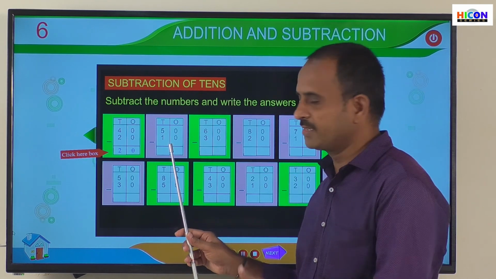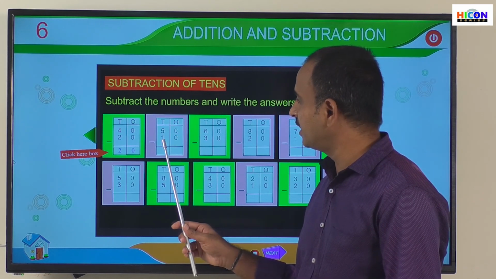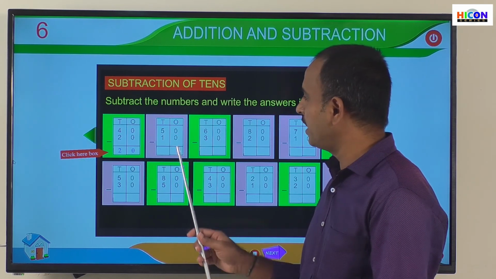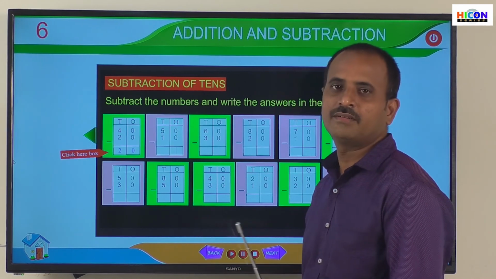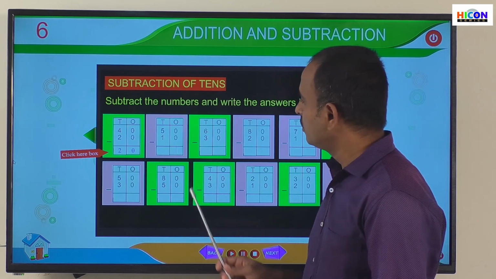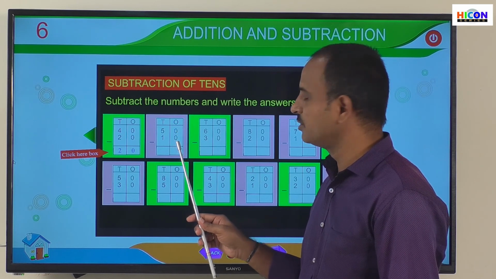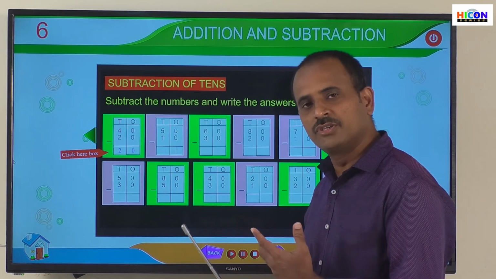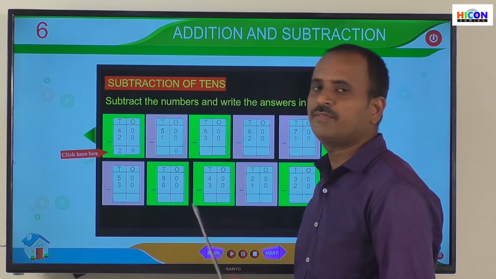Here also 2 tens are given. What is the first 10? 50. And what is the next 10? 10. Now we have to subtract 10 from 50. That is 50 minus 10. So let us start subtraction from the ones place. Subtract the digits present in the ones place, that is 0 minus 0. If you subtract 0 from 0, again we will get 0. Write 0 under ones place.